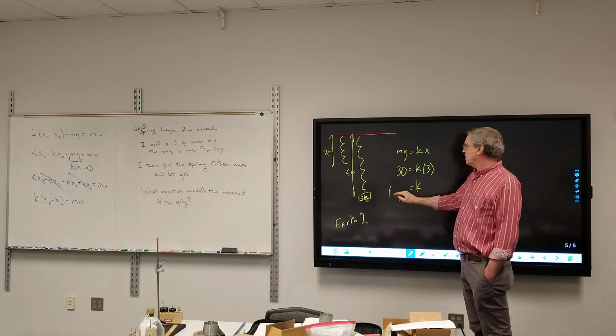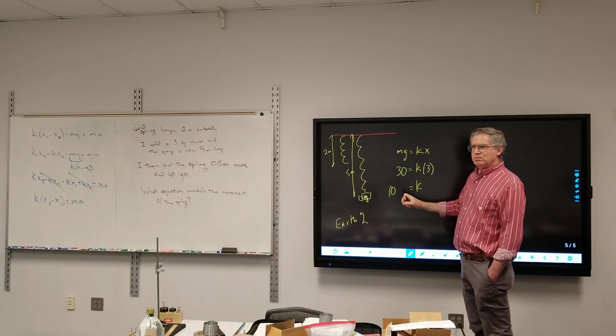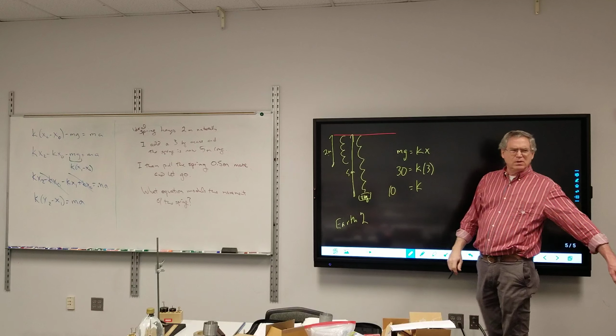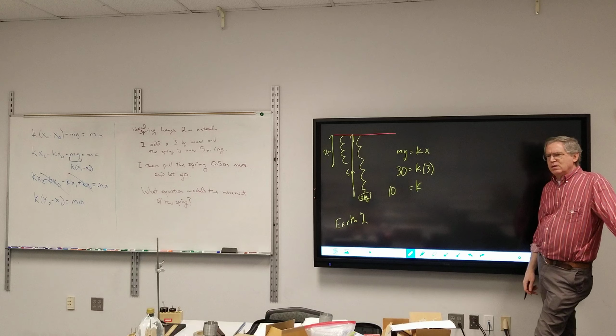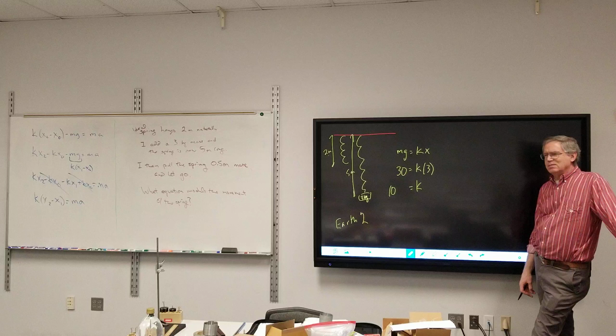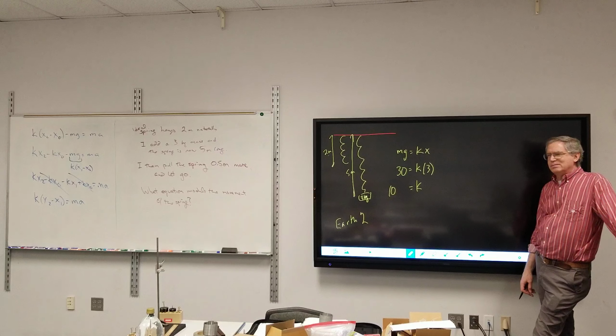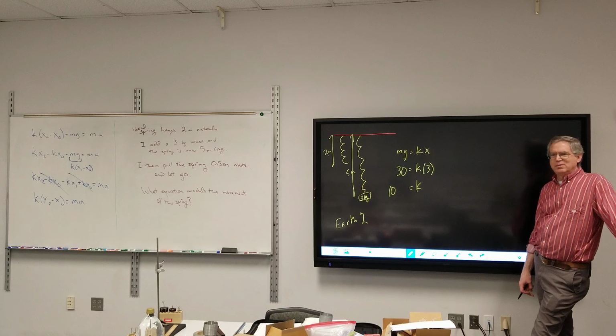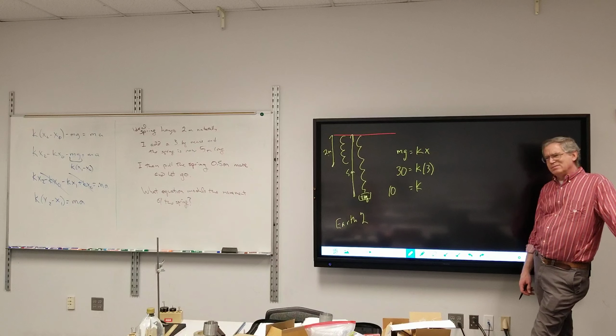K is 10. Units? 10 what now equals K? Newton meters? You'll have to work out what the units of mg over x are. Newton meter squared? Meters per second squared? I don't know.